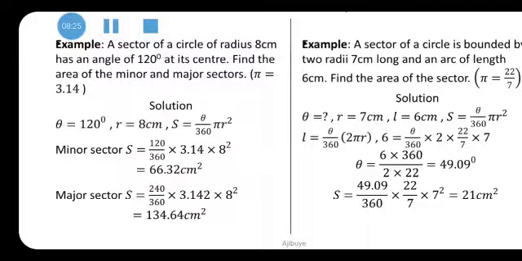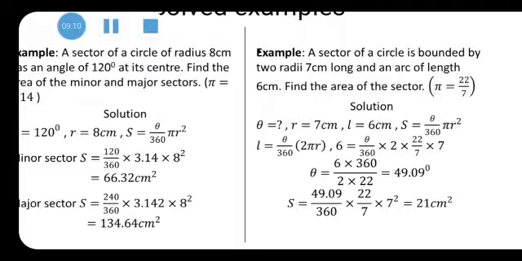So the area of the major sector S will therefore be equal to 240 over 360 times 3.14 times 8 squared. And if we multiply and simplify, we have our area equal to 134.64 centimeters squared. I want you to check out the area of a circle with radius 8 centimeters. Find the total area, and you will notice that the area of the minor sector and the area of the major sector add up to the area of the circle. Just check it out and you will find out.